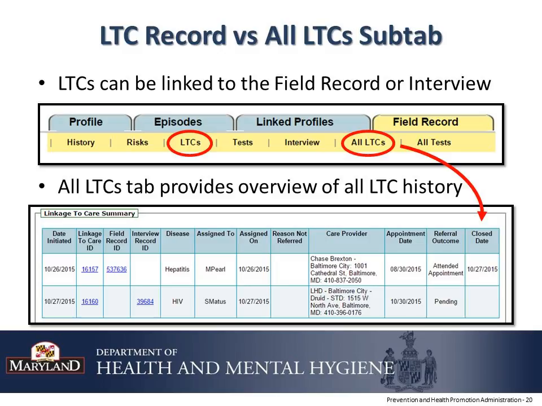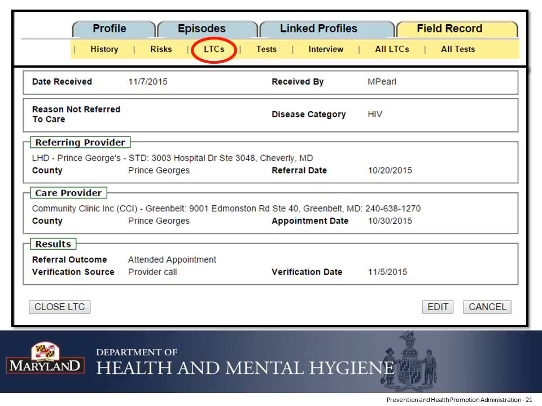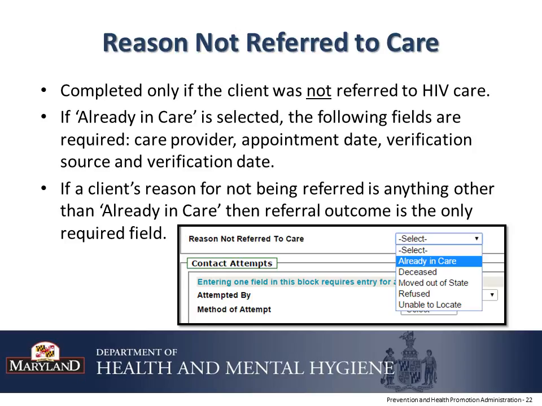So this next slide is just a screenshot of what the linkage to care record in PRISM looks like right now. We'll talk about these different aspects, and we'll start with the first one, a reason not referred, at the top. That's completed only if the client was not referred to care, and if RD cares is selected, then certain variables are required.